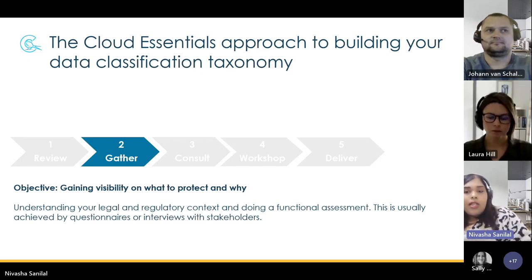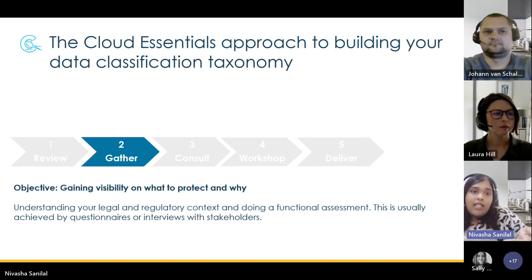The types of questions asked in this phase ultimately get rolled up into your taxonomy. Some examples of questions we would ask would be: what type of data do you handle in your team? How sensitive is the data you handle? Are you aware of the legal and regulatory requirements for handling the data? Here we're seeking to understand the team's understanding of what they feel they need to protect and what they feel they have that needs protecting.